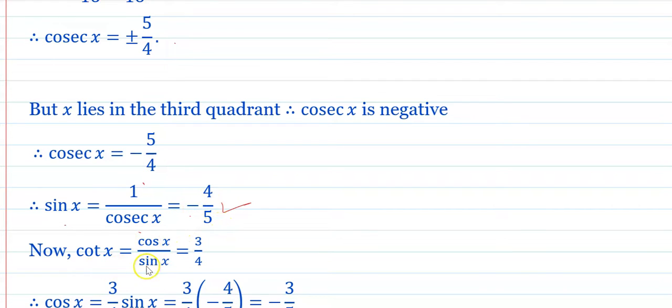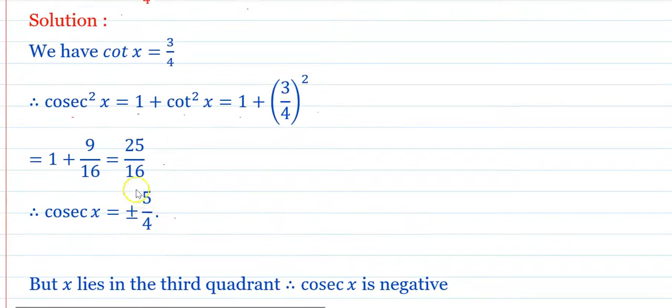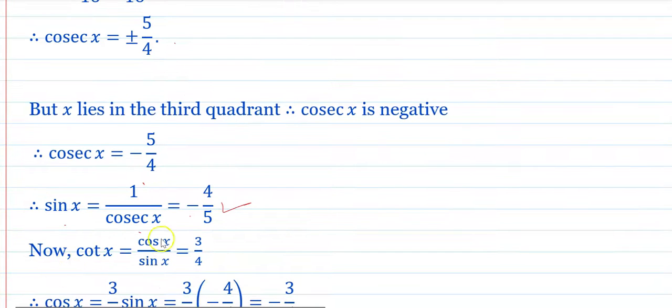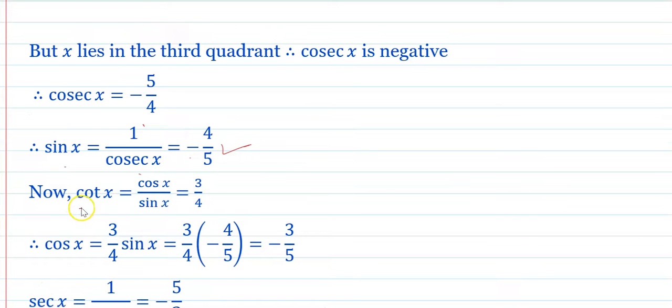Cot x means what? Cos x upon sin x. Now the cos. We know the value of cot. Cot is 3 by 4. And therefore cos x upon sin x is equal to 3 by 4. And hence cos x is 3 by 4 into sin x. Substitute the value of sin x. We know the value of sin is minus 4 by 5. So you get the product of 3 by 4 into minus 4 by 5. The 4 gets cancelled. Minus 3 by 5. This is the cos x.